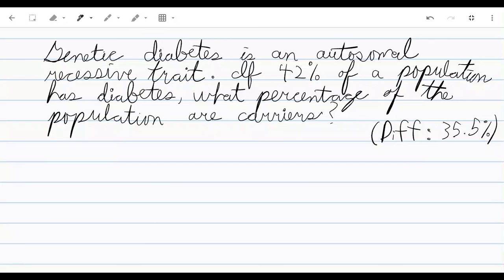Here we have a sample problem that says genetic diabetes is an autosomal recessive trait. If 42% of a population has diabetes, what percentage of the population are carriers? This is actually an old diploma question from when stats were published for how many people got it right. 35.5% of people got this question right. So people do find it challenging, but it is actually a pretty simple question if you think about it carefully.